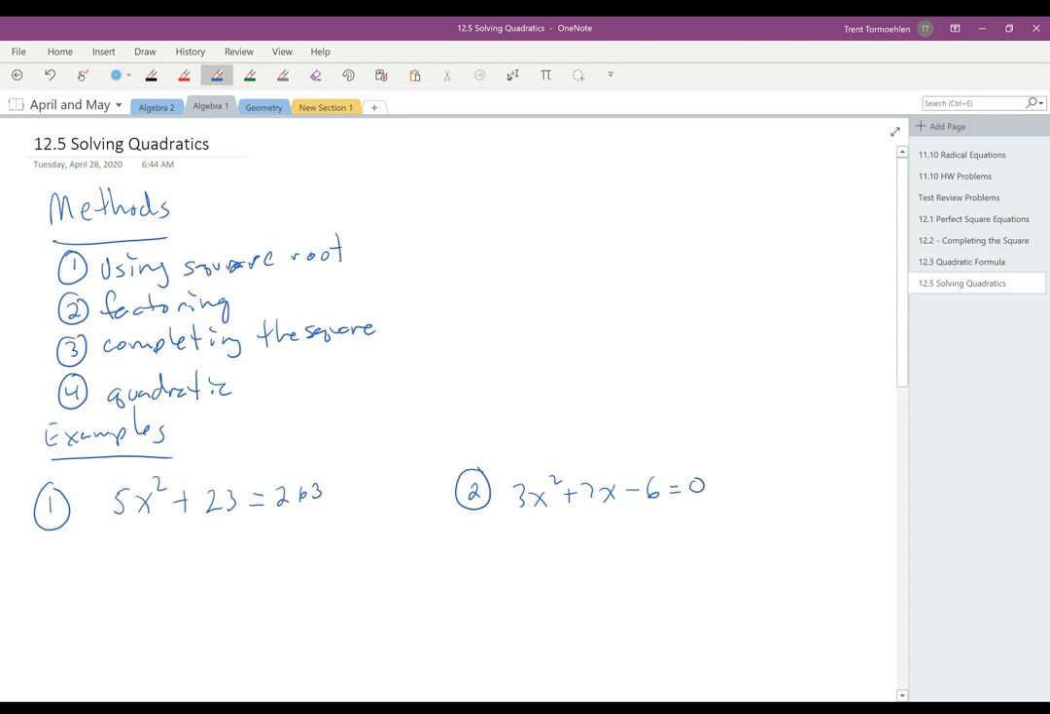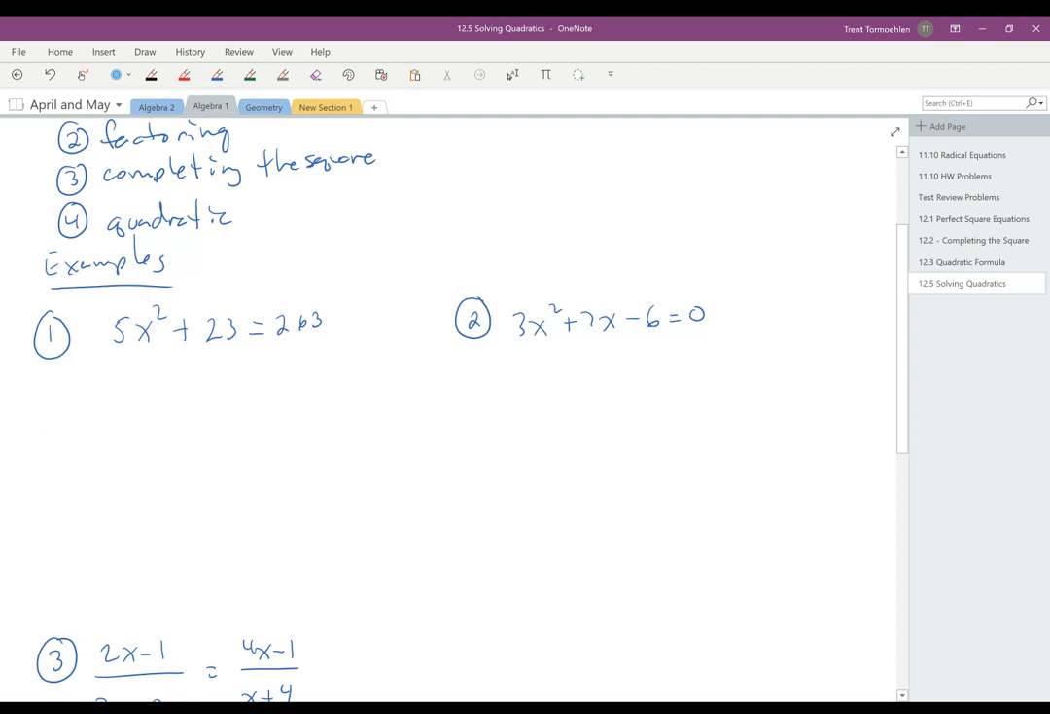So some examples, we're just going to practice this. Looking at this first one, you've got 5x squared plus 23 equals 263. This is one of those where taking the square root should jump out at you as the best way to do it, and that is because there is no x term. You have an x squared term, you have some constants, but no x term. So whenever this comes up, you just solve for the x squared, and it's usually the best way to do it. So you do minus 23, minus 23, that gives you 5x squared equals 240.